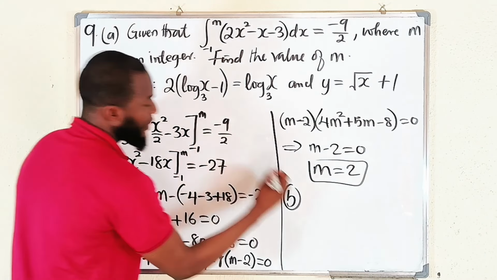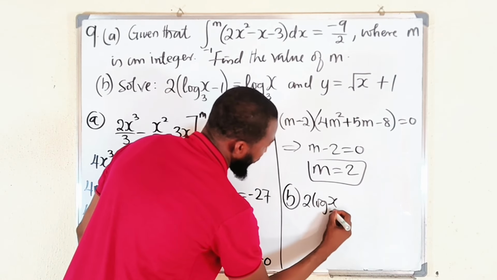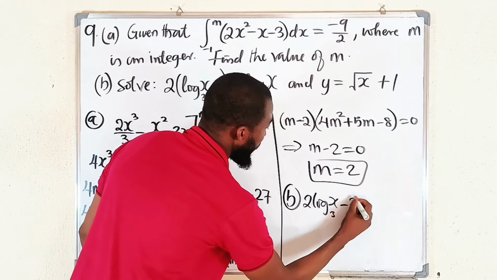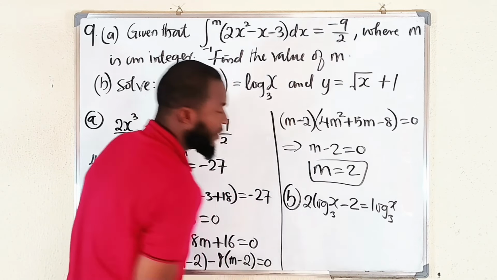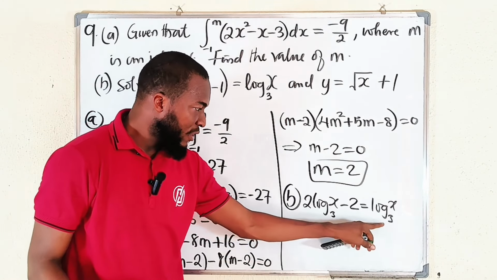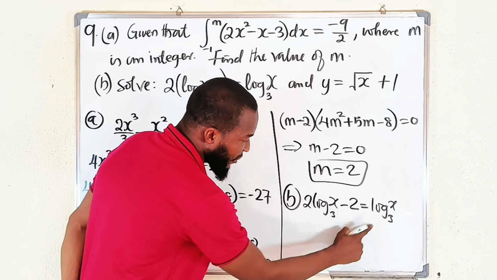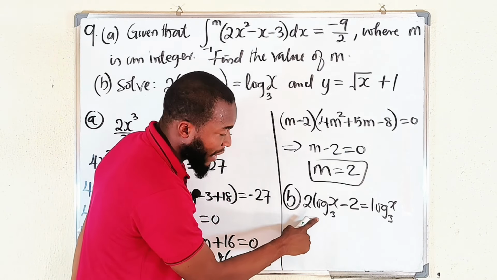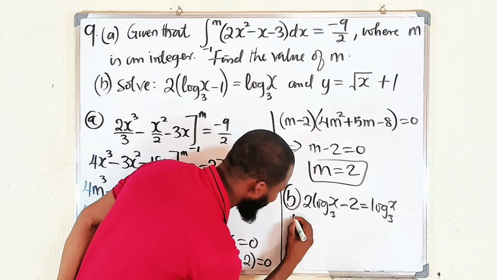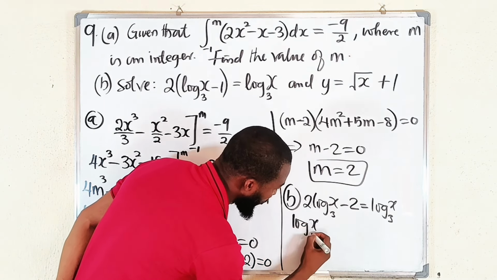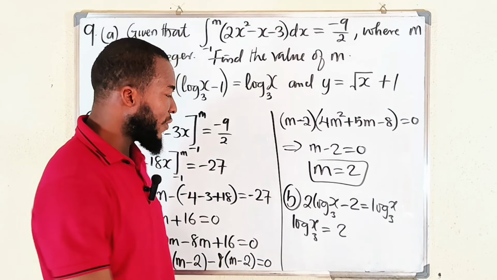If you expand, you have 2 log of x with the base of 3 minus 2 equal to log of x with the base of 3, right? Let's switch. Take this one backward here and take negative 2 to the other side. As this crosses over, it becomes negative log of x. We have 2 log of x here. Minus 1 log of x will give us just log of x with the base of 3. This is equal to positive 2 as negative 2 crosses over.